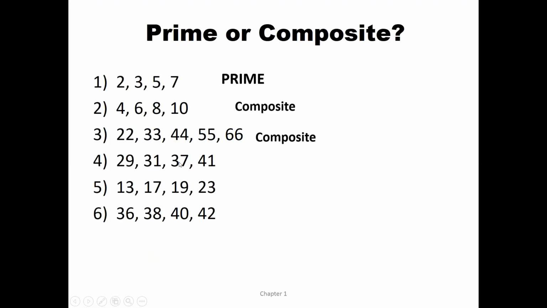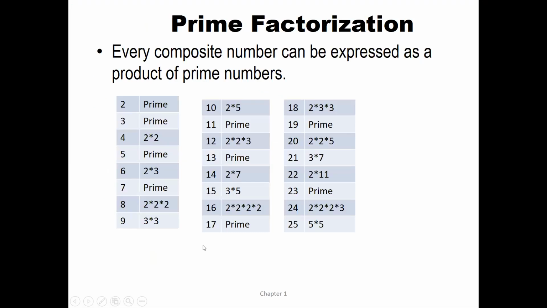29, 31, 37, and 41 are all prime. They're on the list. These numbers are all even. They have to be composite. Okay.